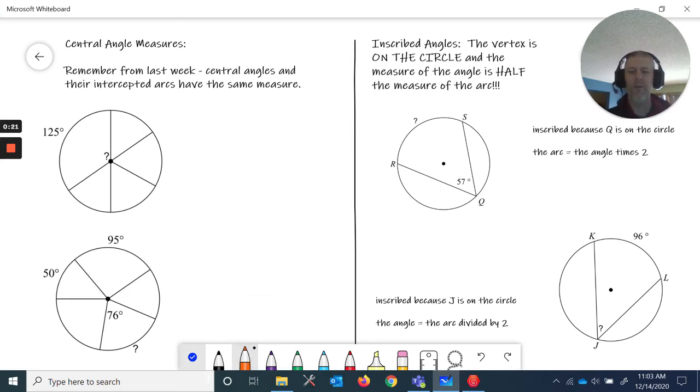So if you remember from the last video, central angles and their intercepted arcs always have the same measure, okay? So here's what that means. If I have this arc that's 125 degrees and this central angle that intercepts that same arc, this arc measure in degrees and this angle measure in degrees will be the same. So that means this would be 125. And this works for any arc or angle in a circle.